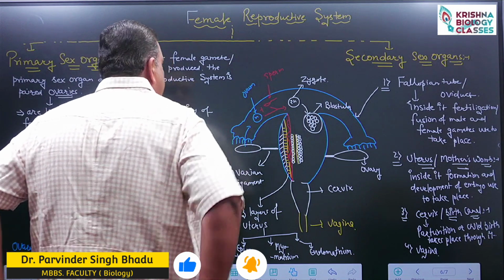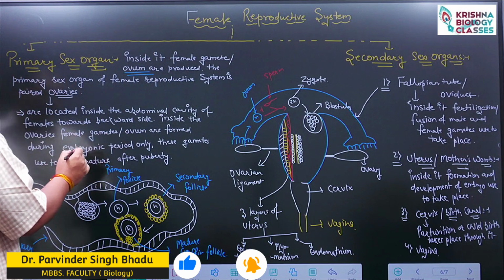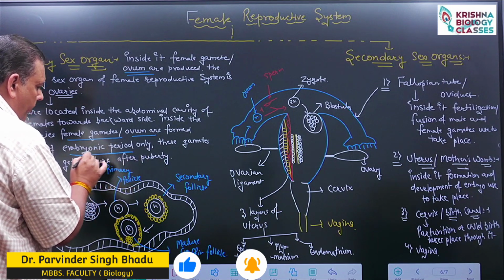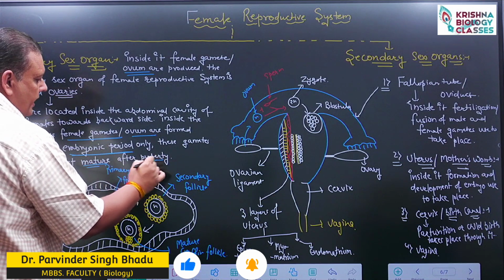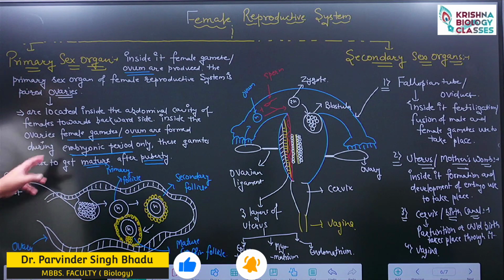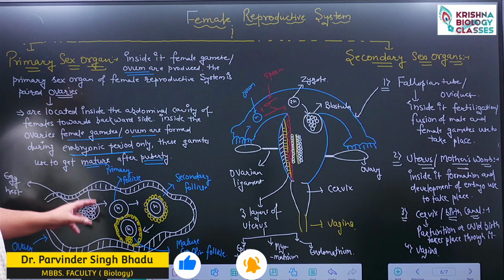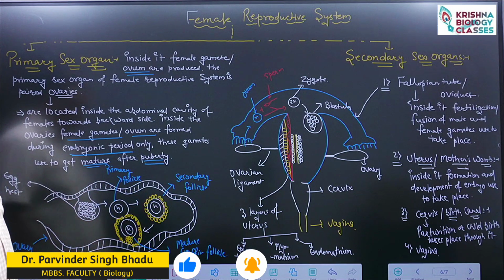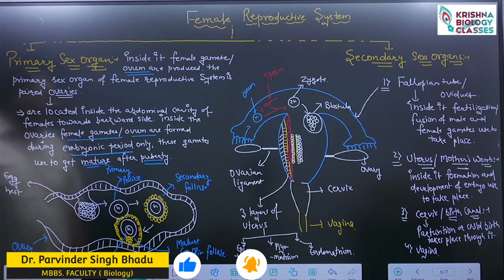They are located inside the abdominal cavity towards the backward side, and inside them female gametes are formed during the embryonic period only, but these gametes get mature after puberty. After puberty, under the influence of hormones, these gametes convert into the primary follicle, secondary follicle, then mature graafian follicle, which releases the ovum by the process of ovulation.